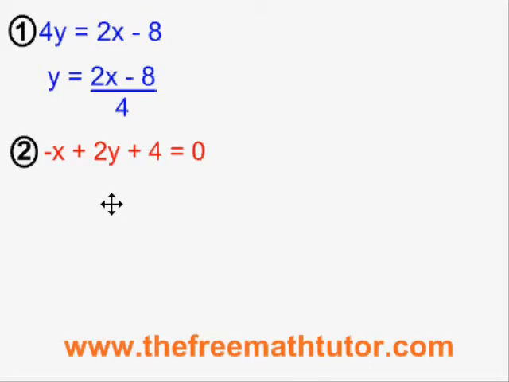Isolating the y in the red equation involves first moving the negative x and the 4 to the other side of the equals, and then dividing the entire equation by 2. I end up with y equals x minus 4, all divided by 2. I can set up my comparison now and cross multiply.